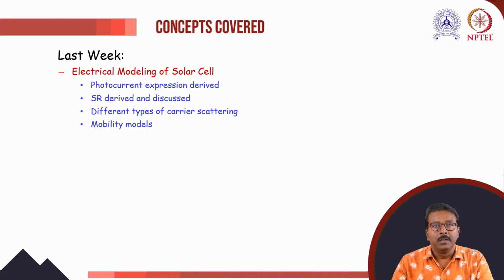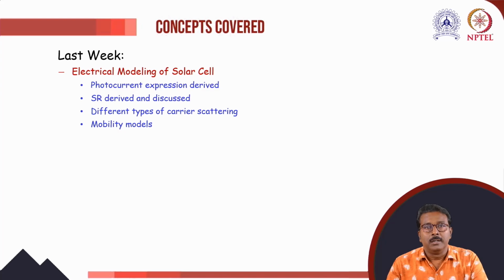In the last week, we discussed the modeling of solar cell, and in that we derived the expression for photocurrent considering the position dependent generation rate, and also described the spectral response, which is a function of wavelength. Different types of scattering mechanisms, followed by some mobility models, were described. Also we discussed the carrier saturation velocity at a high electric field.